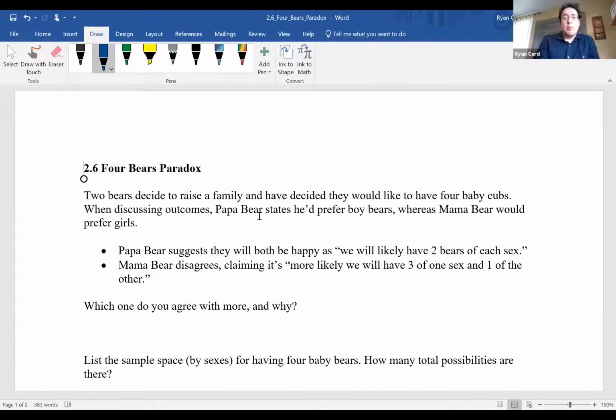So before you do any calculations, I want you to just go with your gut feelings. Who's right? Is it 2 of each because it's 50-50, or is it more likely that you'll have an imbalance of different sex, 3 and 1? And then let's just compute it.